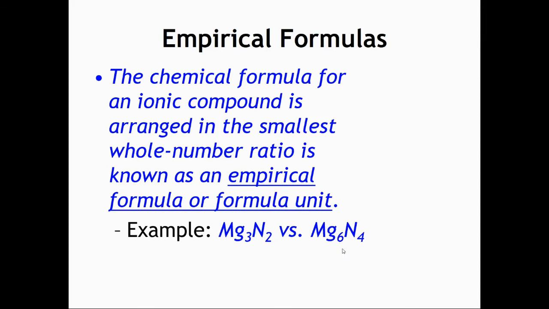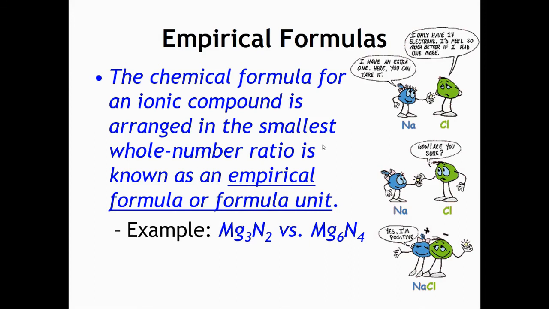Mg6N4. You would have to find the lowest common denominator between these two numbers, and that number is 2. You can divide each of these numbers by 2 and get a whole number. So if you divide Mg6 by 2, you get an Mg3. If you divide an N4 by 2, you get an N2. So this should reduce to Mg3N2. For ionic compounds, you must put it in the smallest whole number ratio.